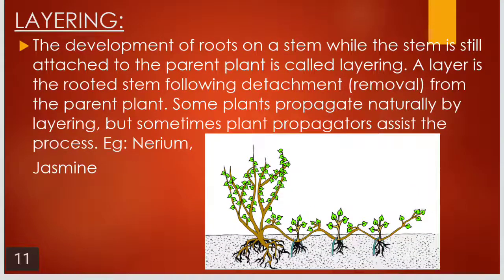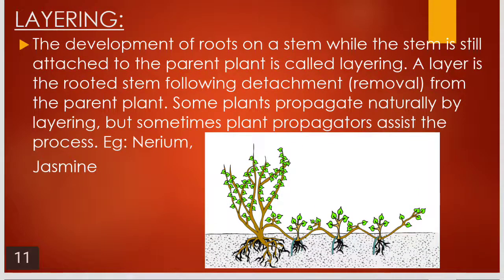Now the second is the layering. Layering is again very interesting, as we have seen in stolon, how in strawberry plants the roots are developed at the nodes and the shoot stem is developed at the buds and it propagates. Now the development of roots on a stem while the stem is still attached to the parent plant is called layering. Yes. You observe this in nerium and jasmine. The examples are nerium and jasmine.